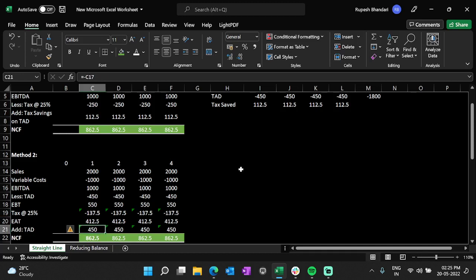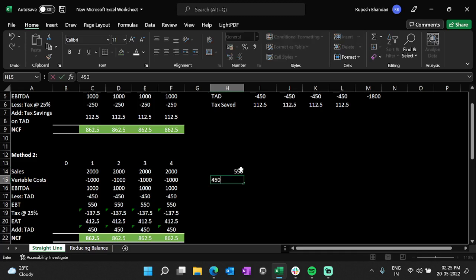You see, how much is your EBITDA? It is 550. This 550 already has the TAD deducted from it. So what we are assuming is that the depreciation has been expensed in the 550. But the depreciation has not gone out anywhere, so we'll add it back. That's what we are doing basically.